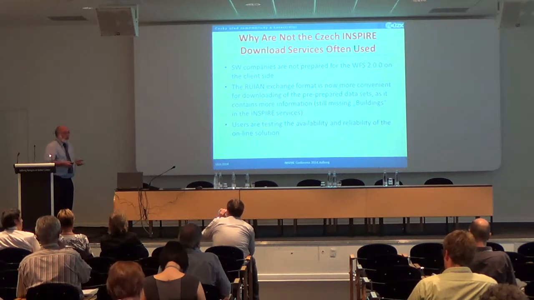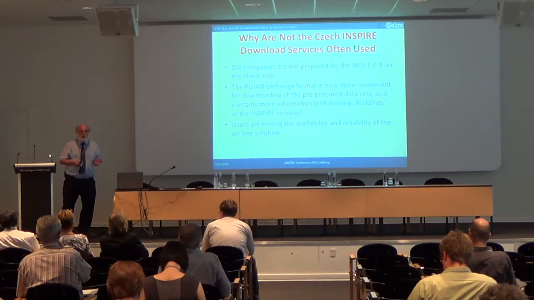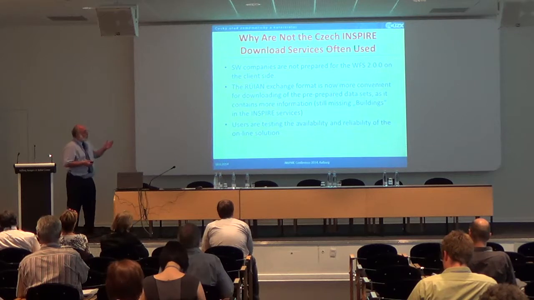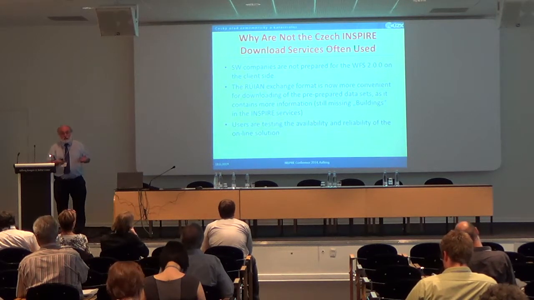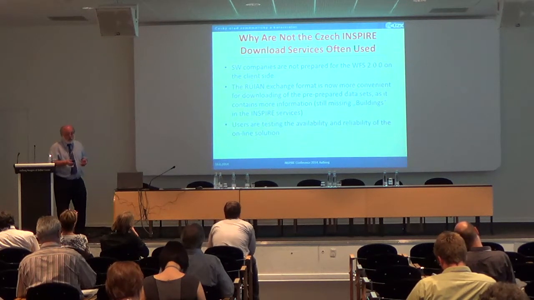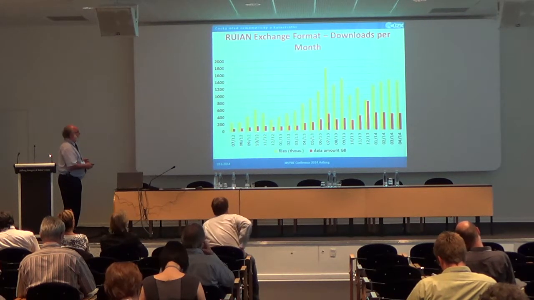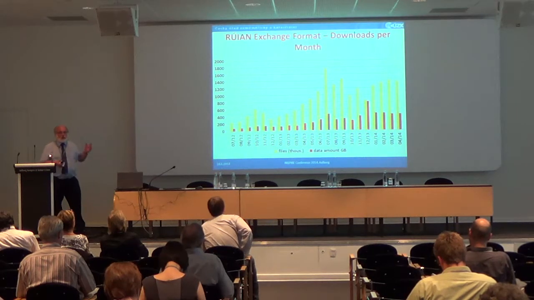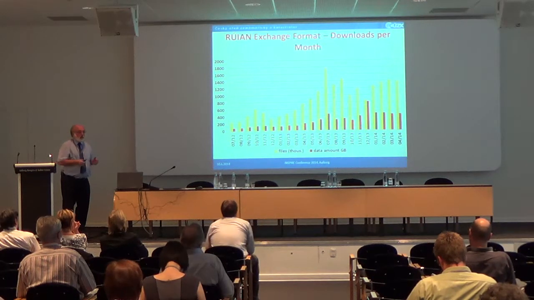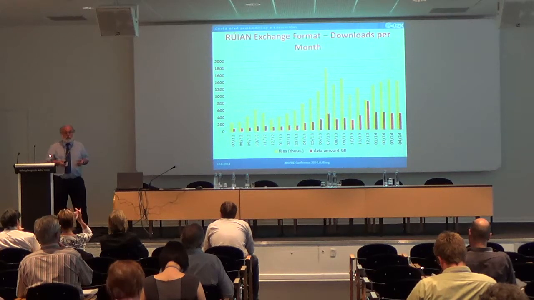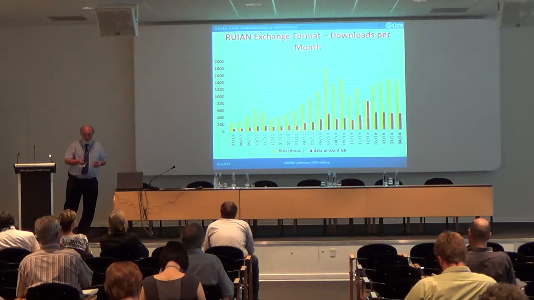On the other hand, RUIAN open data contain more information. Everybody can download it, and it contains especially buildings. And for clear reasons, we haven't started download services for buildings yet. So here is a graph of how that open data from the basic registry are downloaded. It's more than 1 million files monthly, approximately 0.5 terabytes of data.